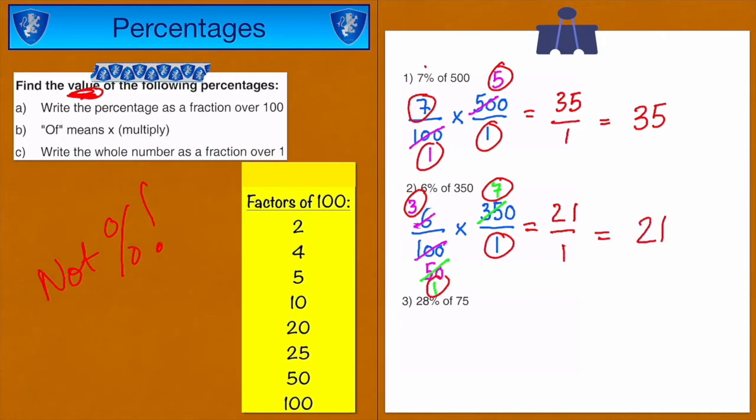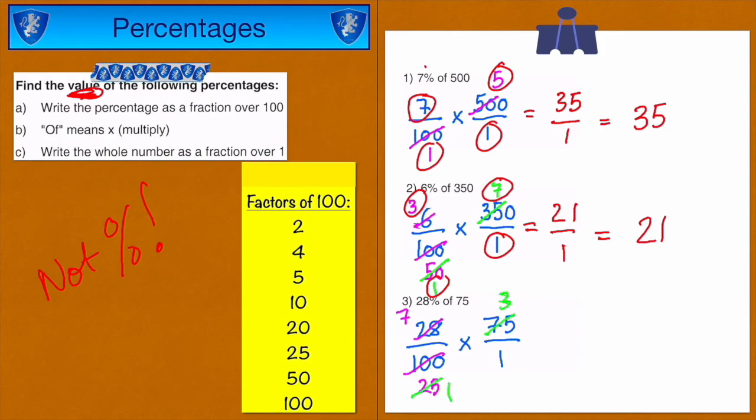And then number 3, we've got 28% is 28 over 100. Of is times, and 75 is 75 over 1. Now then, we can divide 28 and 100 by 4. That gives us 7 and 25. And then we can divide 25 and 75 by 25, which gives us 1 times 25 and 3 times 25.